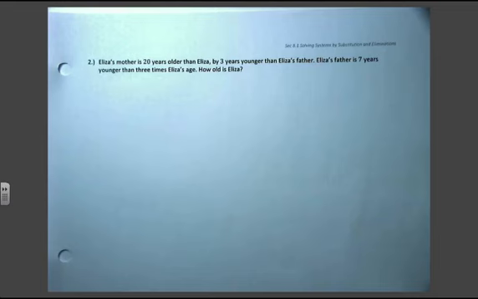Eliza's mother is 20 years older than Eliza, but 3 years younger than Eliza's father, I think it's supposed to be. Eliza's father is 7 years younger than 3 times Eliza's age. The question is, how old is Eliza?